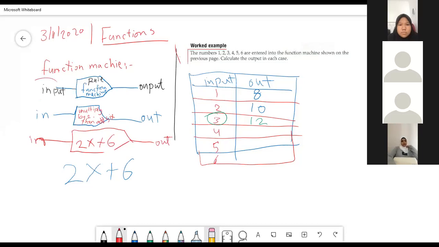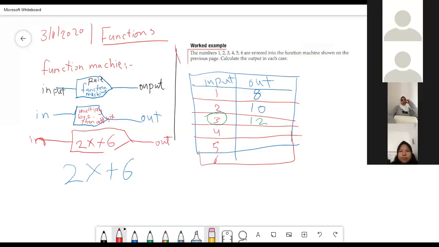Okay, we have input, we have function machine or rule, we have output. Our function machine contains a rule like this, in this case 2x plus 6. Is that clear? Yes, clear. 2x means 2 times x plus 6. So what is x? x can be 1, 2, 3, 4, any number. We can consider any number to be x.